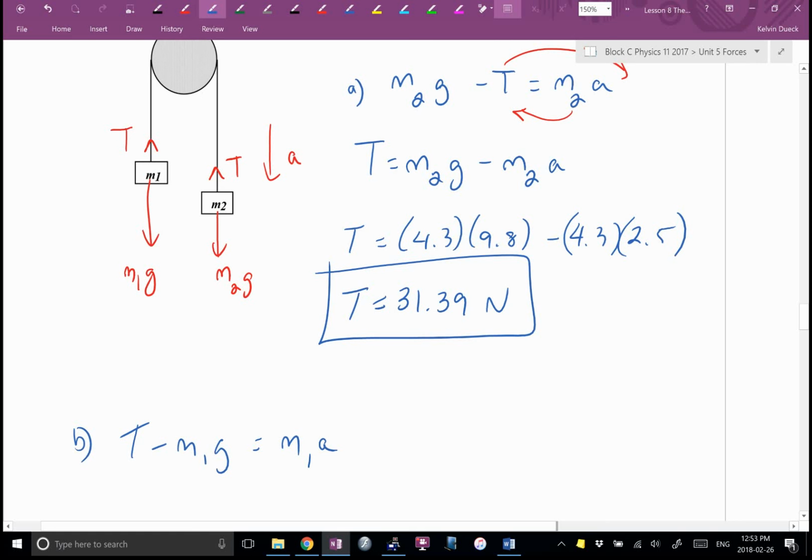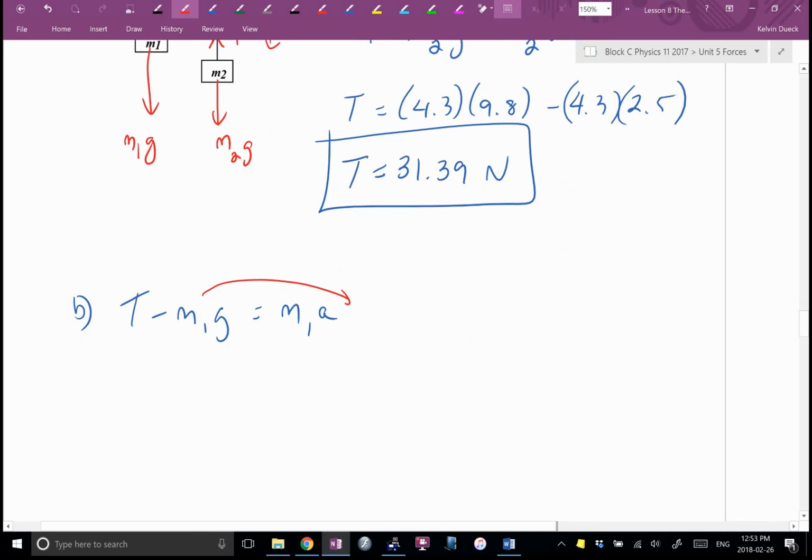Why not M1 plus M2? Because I'm only looking at mass 1. How many M1s do I have? How many would I prefer? Let's get them all to the same side at least. Here, it's not going to be the swappy dance. I'm just going to plus the M1G over. I'm going to get tension equals M1A plus M1G. How many M1s do I have, Hannah?